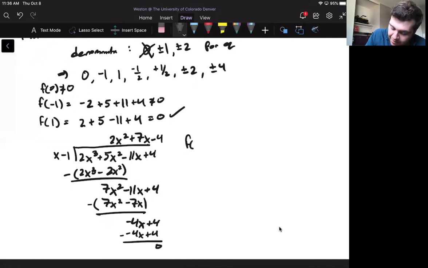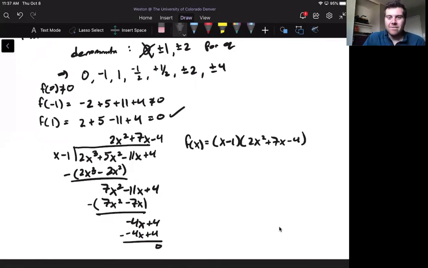And so then we get f of x equals x minus 1 times 2x squared plus 7x minus 4. And then we just have to factor the quadratic, which we know how to do through the quadratic formula. All right. And as always, go out and practice this technique.